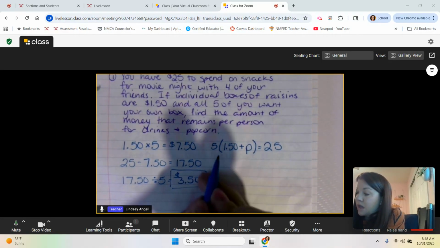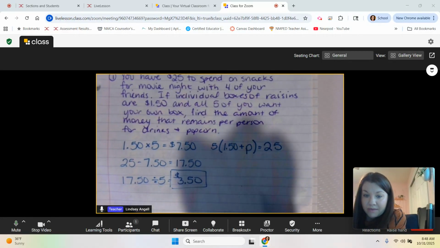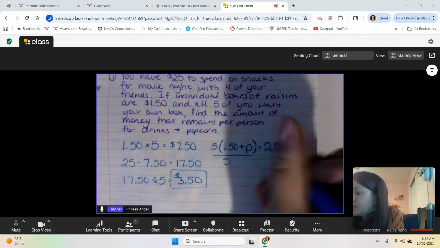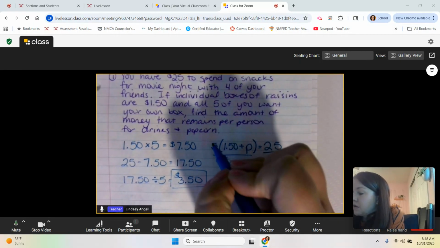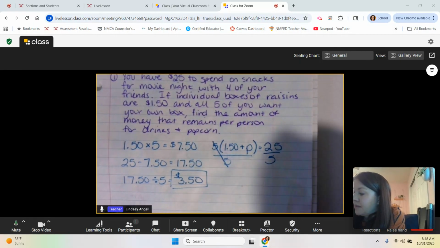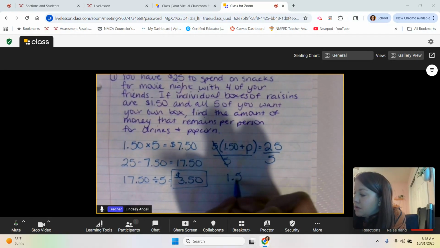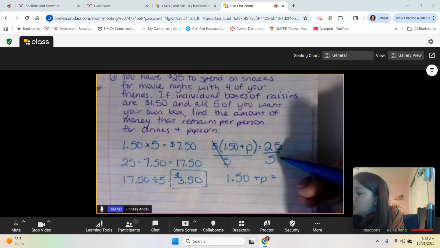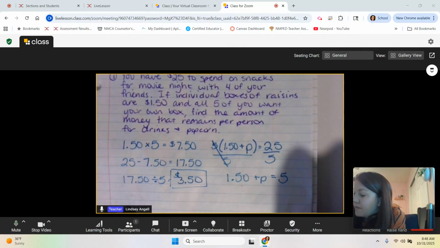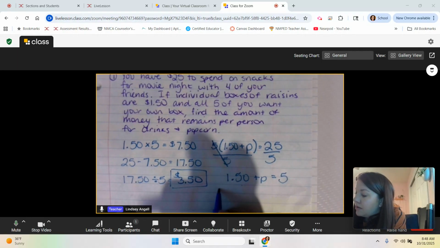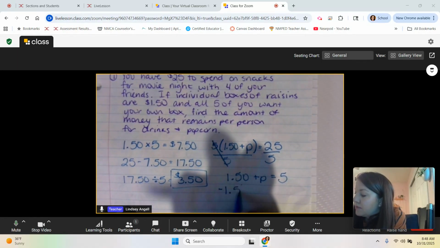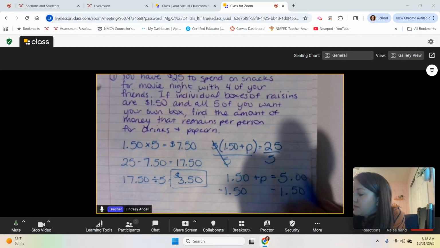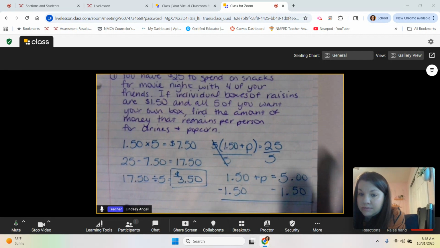So if I were to solve this, well, if I'm multiplying the whole thing by 5, in order to get rid of that, I can divide by 5. Whatever I do to one side, I have to do to the other. So over on the left, those are going to cancel because 5 divided by 5 is 1. So we're just left with $1.50 plus P equals, and then 25 divided by 5 is 5, okay? And then right now I'm adding $1.50, so to get rid of it, I need to subtract $1.50 from both sides.